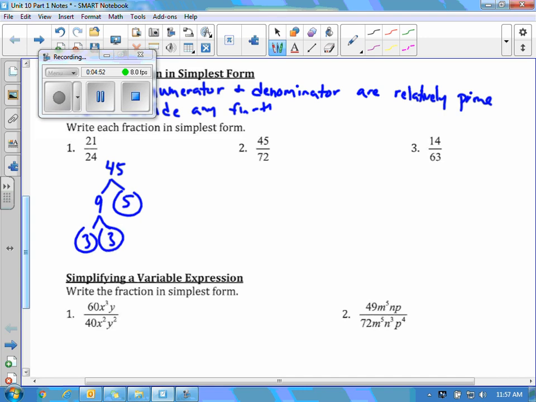Also want to do a factor tree for 72. So I can break that into 9 and 8. 9 gets broken into 3 and 3. 8 gets broken into 2 and 4. 4's got to get broken into 2 and 2.